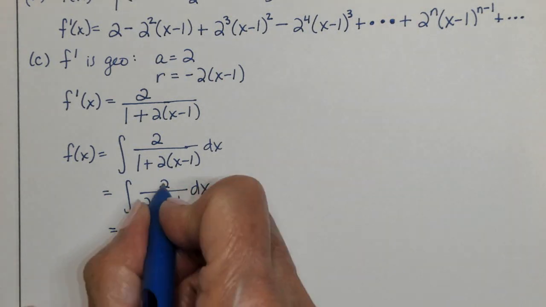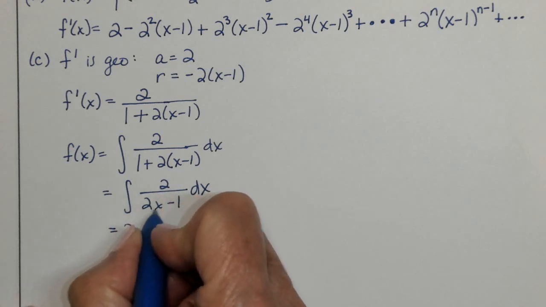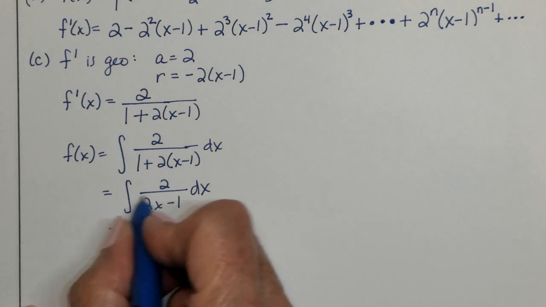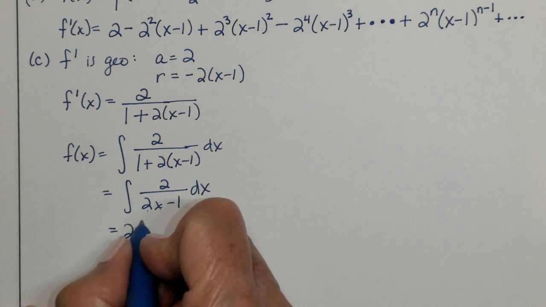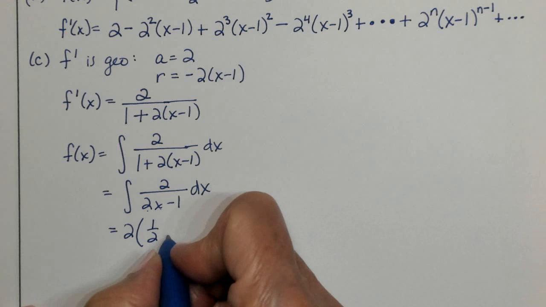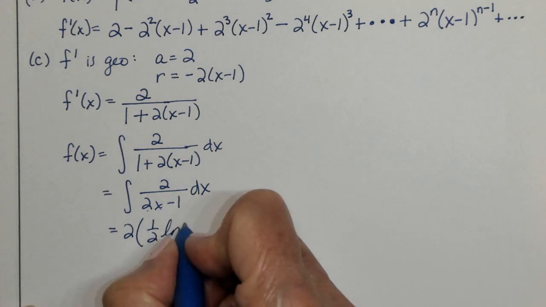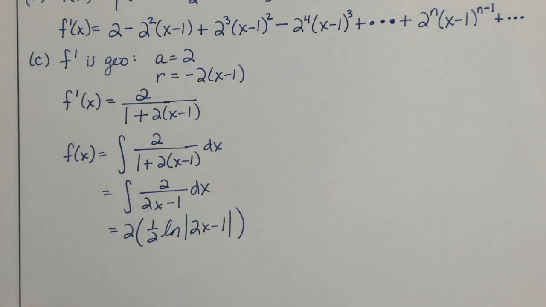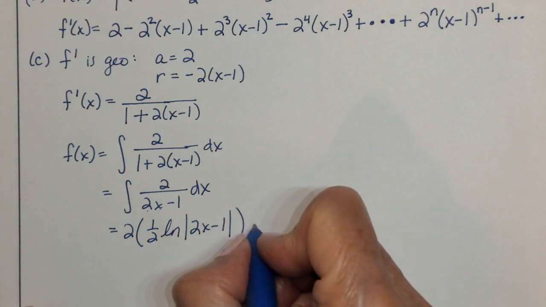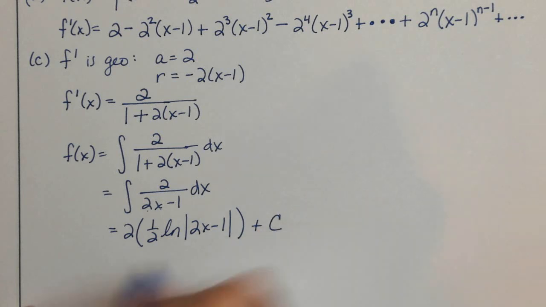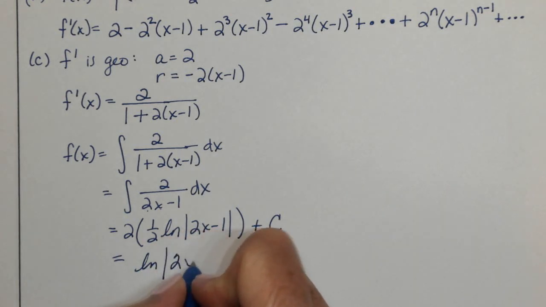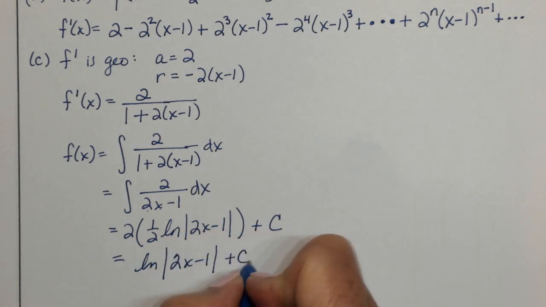So this is going to be the top 2, and then it's going to be an ln, but the bottom has a 2 in front of the x, so I need to multiply that by a 1/2. If I did a u sub there, I would get a 1/2 out in front. Plus c, right? So this is ln absolute value 2x minus 1 plus c.